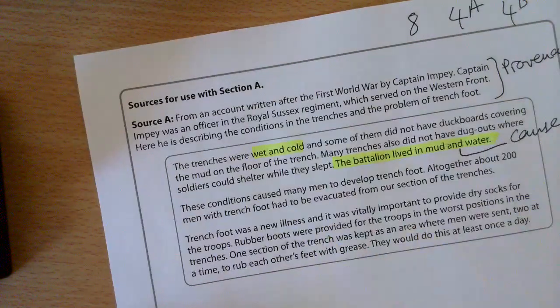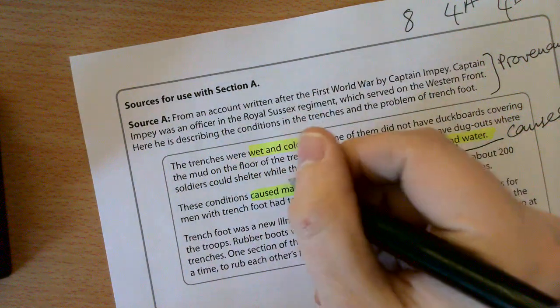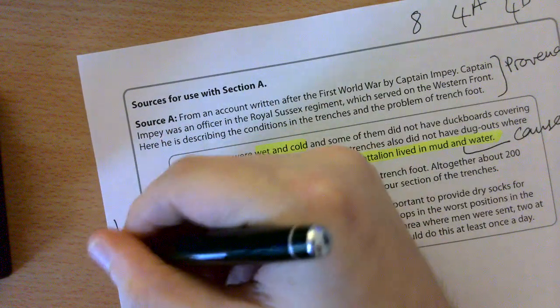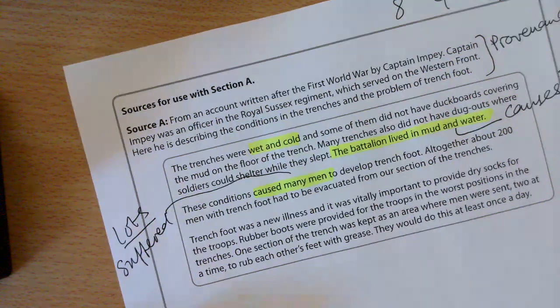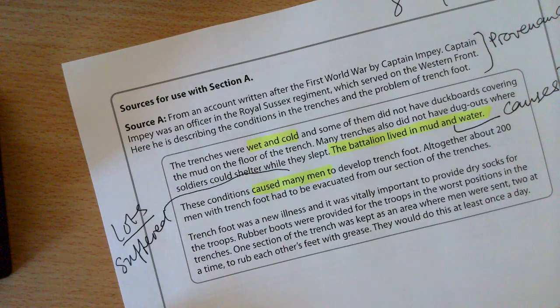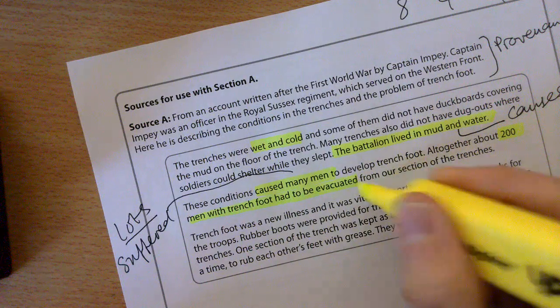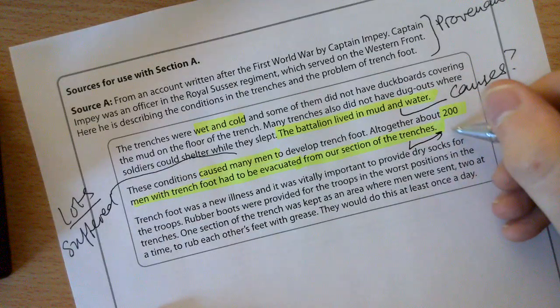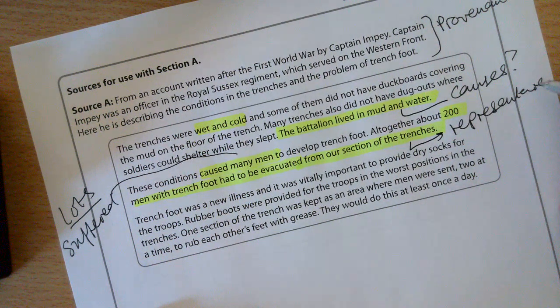These conditions caused many men. So again, I'm going to label that, just to sum it up: lots suffered to develop trench foot. And then it gives me a number here. Altogether, about 200 men with trench foot had to be evacuated just from this one section of the trenches. I might say, is that representative? Is that something that happened across the Western Front?